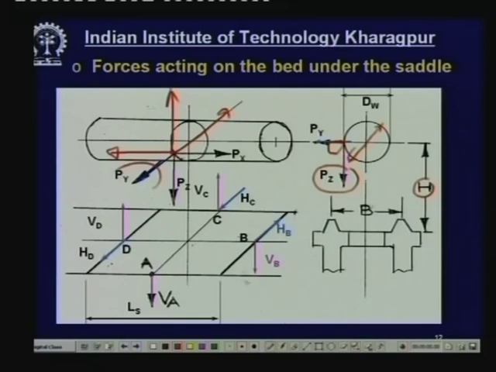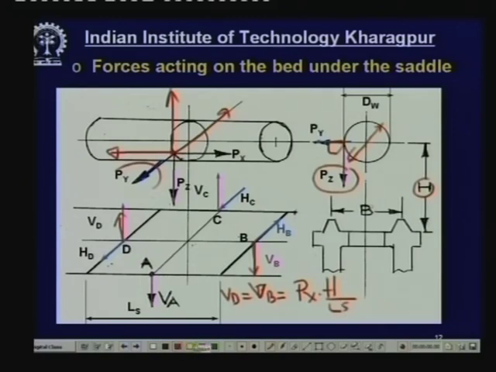Next is VD and VB. These two forces will be caused by the force Px, the force Px that is acting in this direction, which will create a moment. Because of that moment caused by Px, VD will be equal to VB, and this will be equal to Px into height divided by the length of the saddle. That is all, simply.